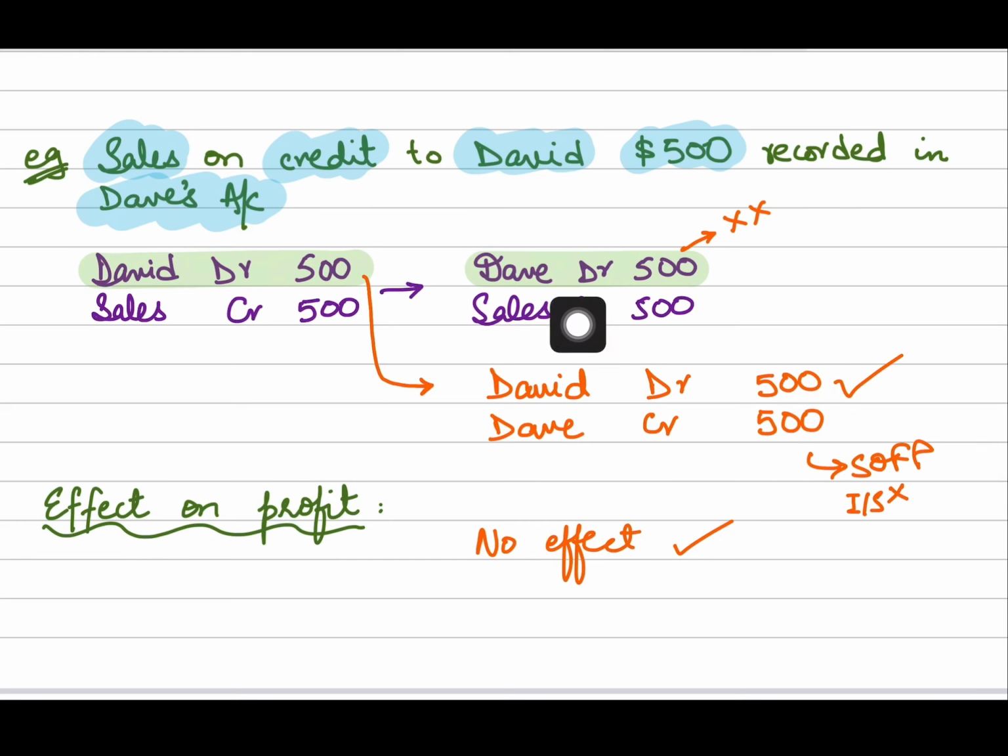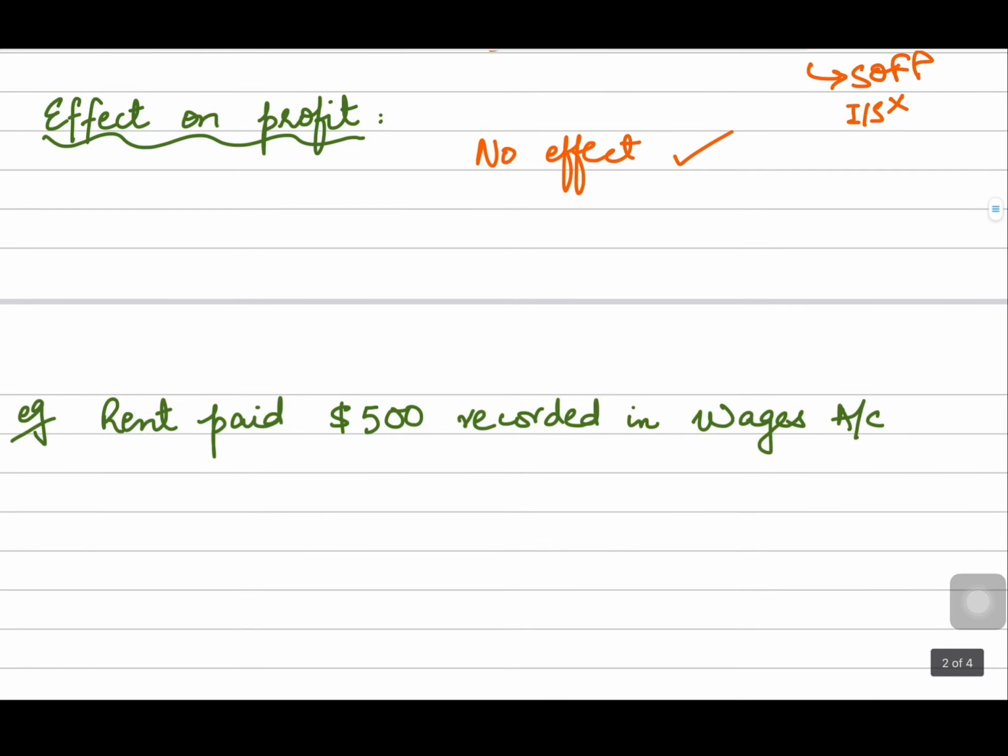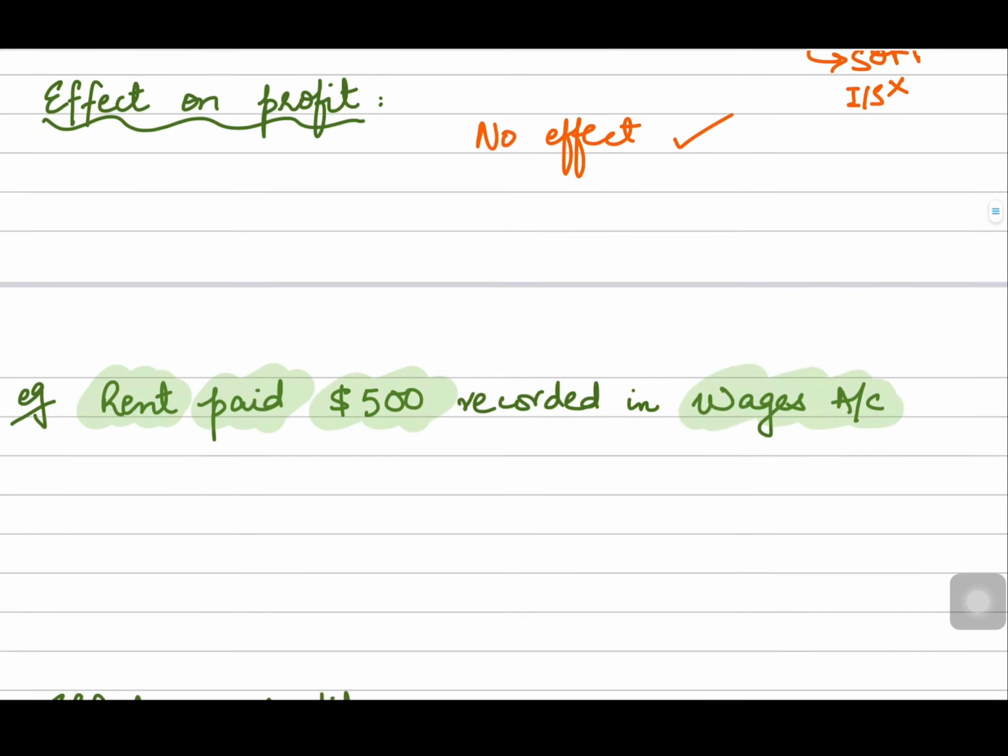If the problem was in sales account, then it would have affected the profit as well because sales are shown in the income statement. But since the correcting entry only involves the debtors, there will be no direct effect on the profit, right? Let's move to our next example, which says rent paid 500 recorded in wages account. Okay, so now what is the problem? Rent we know is an expense and wages is another expense of the business, right? So now again the problem is in the same class of account.